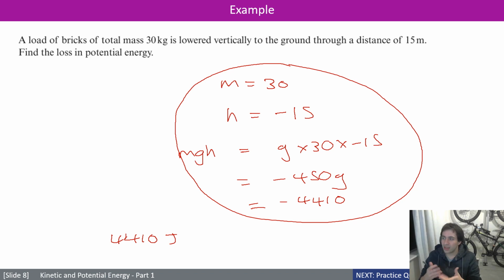So to say an object has a specific potential energy, that's kind of loose and ambiguous. It depends on what 0 level you're working with. But the change in potential energy will always be consistent, even if two different people looking at the same thing have different 0 levels. So that's it, 4,410 joules, nice and simple.